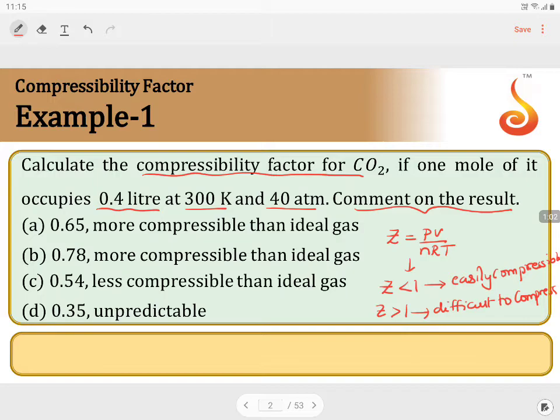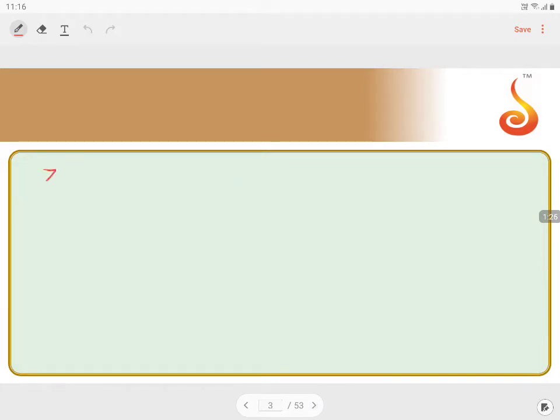If Z value equals 1, then it is an ideal gas. So there are 3 conclusions. Commenting on the result will be based on whether the value ends up equal to 1, less than 1, or greater than 1. So let us find out what value we'll be getting corresponding to the data we have here. Z equals PV by nRT.